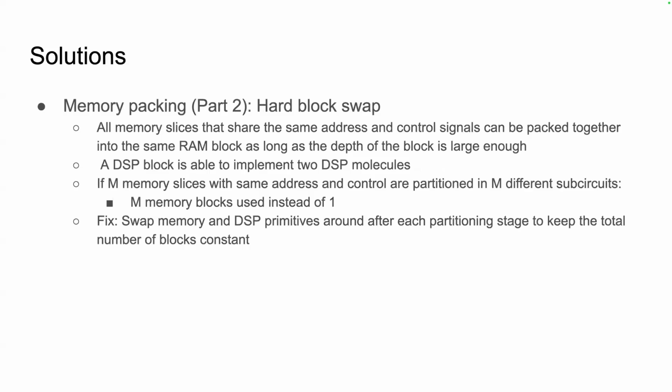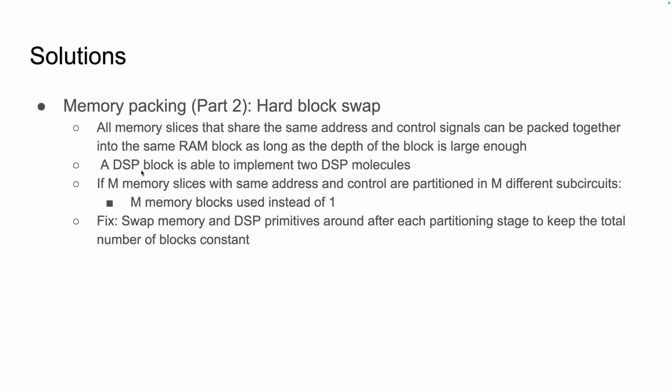For memories, we have another problem, and not just memories, but hard blocks like memories, DSPs, and all that. For example, if you have M memory slices with the same address and control, and you partition these into M different subcircuits, then you use M memory blocks instead of just one. I guess they mostly focus on the Titan architecture. And in that architecture, all memory slices that share the same address and control signals can be packed together into the same RAM block as long as the depth of the block is large enough. It's pretty true for most or all FPGA block memories too. I guess that's the key constraint.